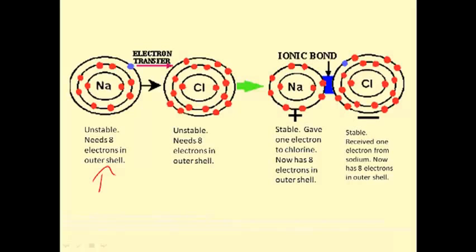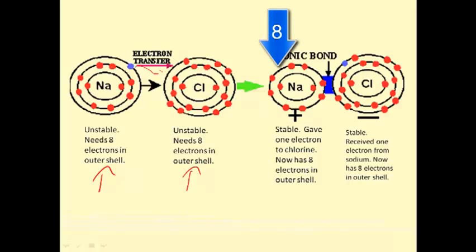Sodium is unstable. It needs 8 electrons in its outer shell. It has 1. Chlorine is also unstable. It also needs 8 electrons in its outer shell, and it has 7 out of 8. If we look closely, we'll see that sodium is nowhere near having 8 electrons in its outer shell, and it's unlikely that it's going to gain 7 more electrons. So the easiest thing for it to do is to lose an electron from its outer shell, and therefore its outer shell becomes the second shell, which is already filled with 8 electrons.